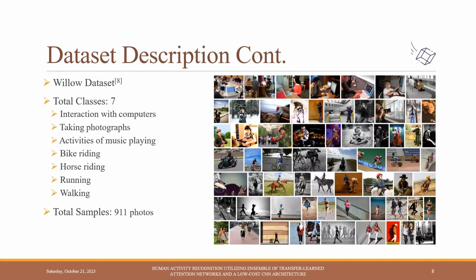Okay, and here is our third and last dataset, called the Willow dataset, which has 7 classes. You can see the class labels like interaction with computers, taking photographs, and activities of music playing. And there are 911 photos. So it's not a large dataset, but yes, we can see some variations among the classes here also.